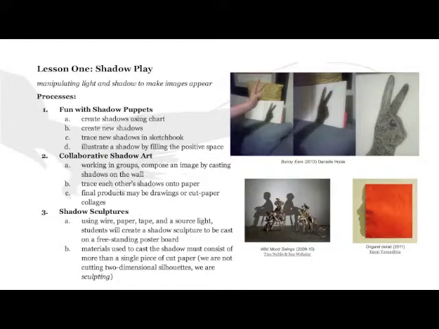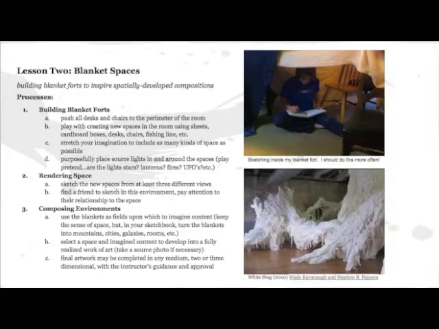Through this lesson, students will come to an understanding that even playful, simple shadow puppets can serve as the foundation for complex ideas and powerful artwork. In the second lesson, students will play by building blanket forts as a means of exploring the visual concept of space. The first part of the assignment is to create the blanket fort. Students should first move all desks and chairs to the perimeter of the room to create a blank canvas on which they can build upon.